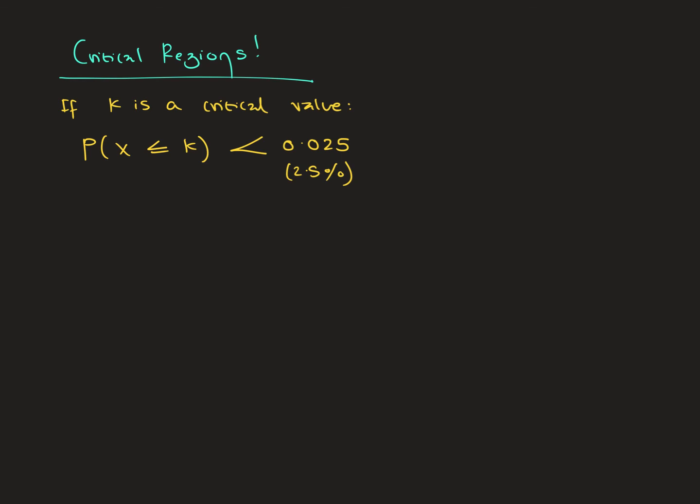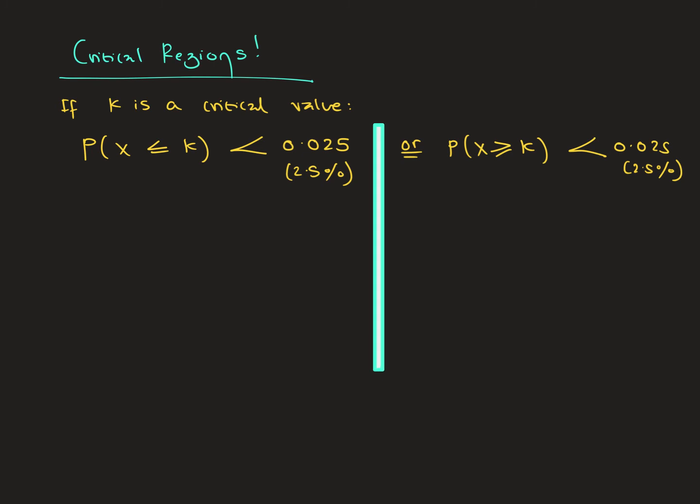Now, that's one possibility. The other possibility is that the probability that x is greater than or equal to k is less than 0.025 or 2.5%, because with a two-tailed test, we could have a critical region that's a lower critical region or a critical region that is an upper critical region. Now, how do you know whether you're looking at the lower critical region or the upper critical region? You decide by looking at the average value and your test statistic and comparing the two.